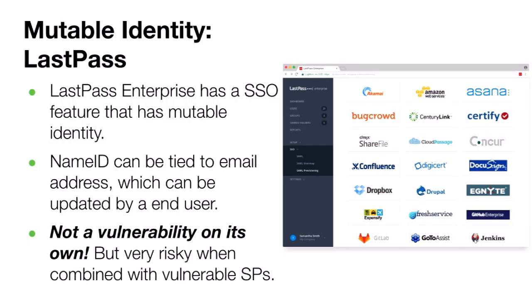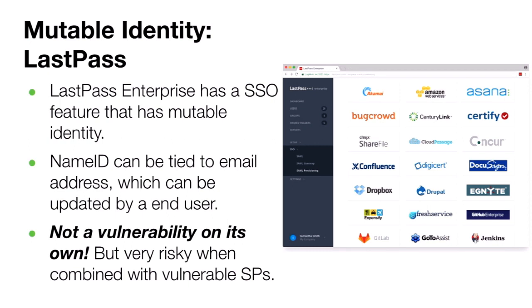So to get a better sense of this concept, we can see an example of mutable identity in LastPass Enterprise's SSO feature. Similar to other identity providers, LastPass has an enterprise feature that gives you a launcher view for all the service providers that a user has access to. If an administrator had configured a user's email identifier as the SAML name ID for one of these services, the name ID would update after the user updates their account email.